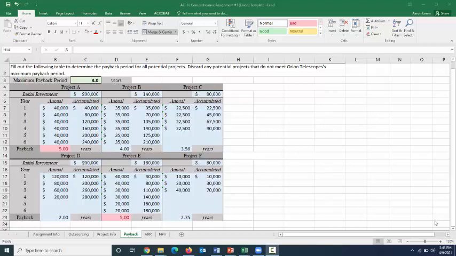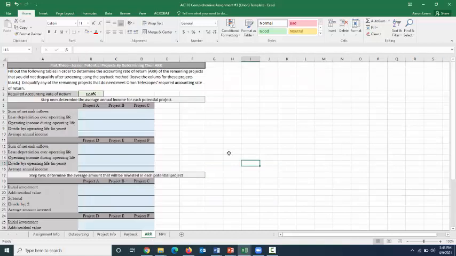And now that Orion Telescopes has whittled down their potential projects to 4, they can further analyze those 4 remaining projects, projects B, C, D, and F, using another technique. And the next one we're going to proceed to is the accounting rate of return.